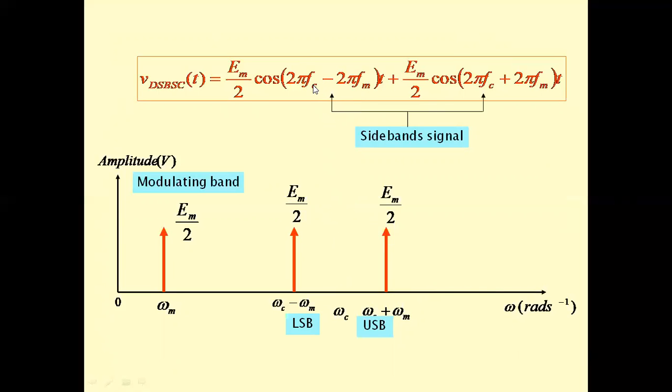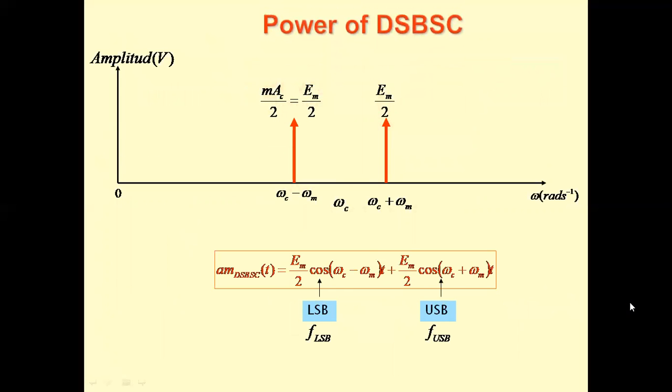So when the message is multiplied with the carrier, you are getting the sum and difference of frequencies. The carrier is suppressed. So this is the frequency spectrum of the DSBSC signal. The same thing is shown here. No carrier component. It contains the upper sideband and the lower sideband. The upper sideband frequency is omega c plus omega m, and the lower sideband frequency is omega c minus omega m.